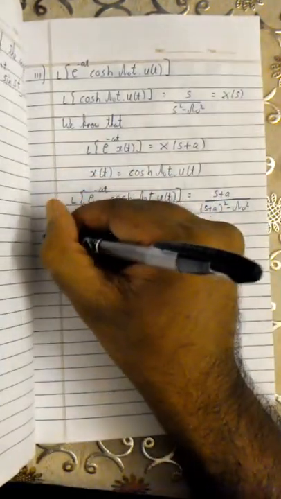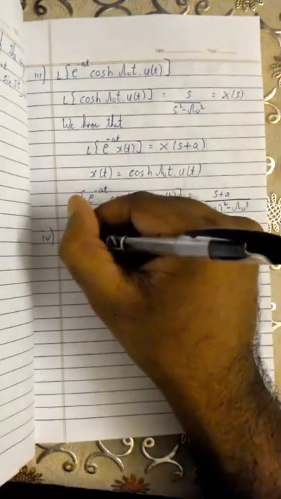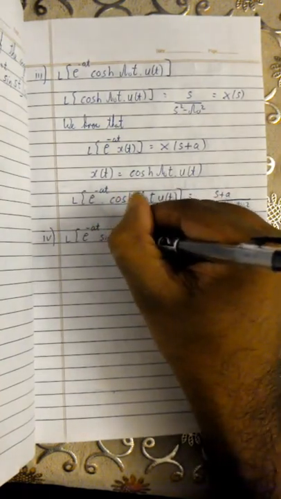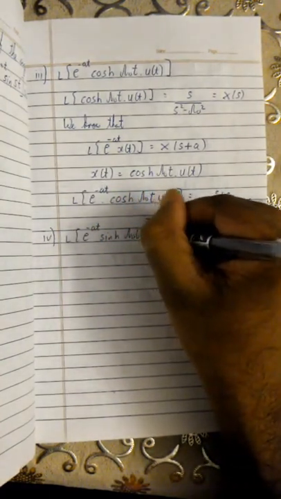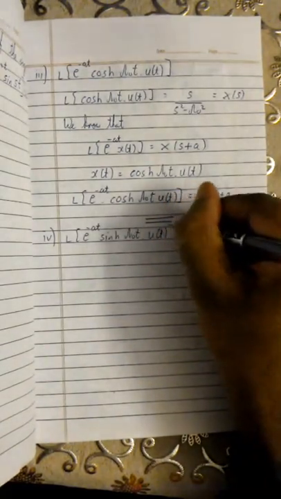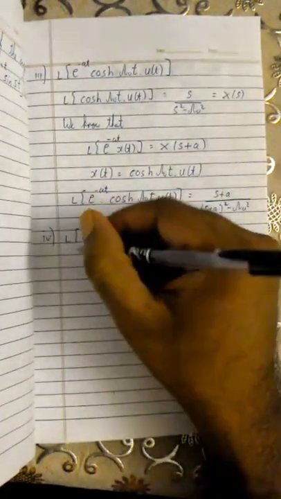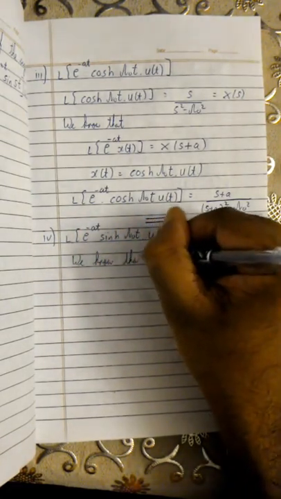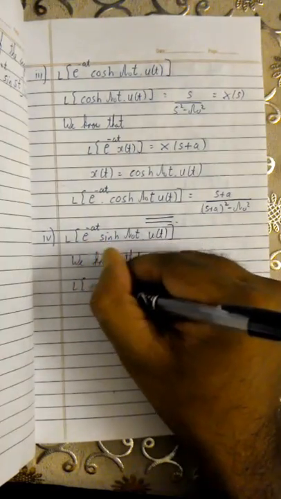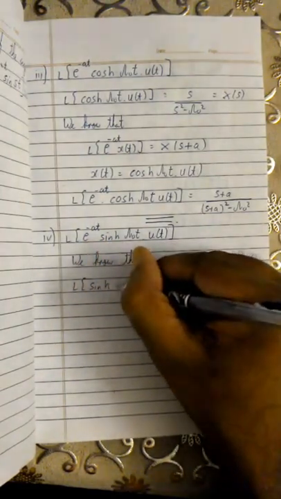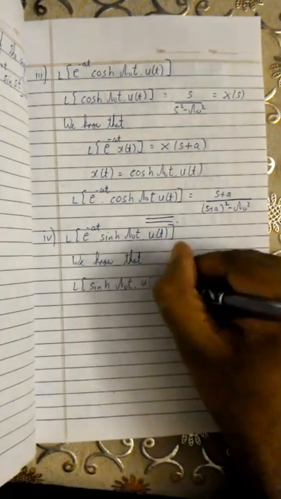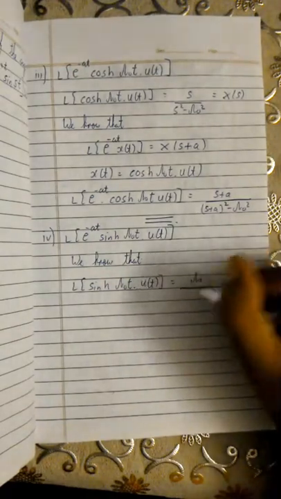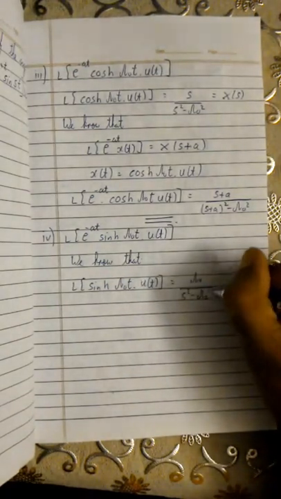Now for the last question, finding the Laplace transform of e raised to minus at sinh ω0t into u of t. Okay, here also as usual we know that the Laplace transform of sinh ω0t into u of t is equal to ω0 by s square minus ω0 square.